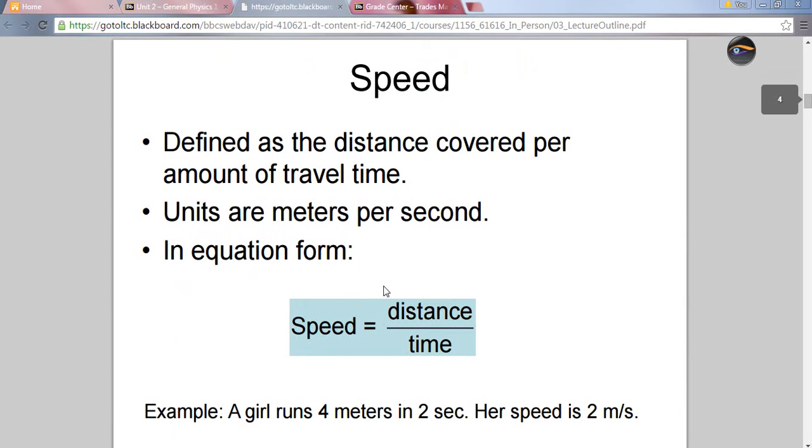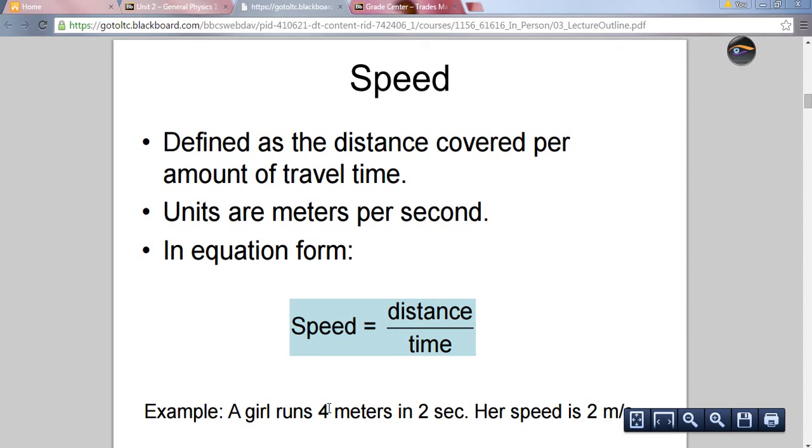So first, looking at probably the most relatable form of motion, and just looking at speed. Speed is defined as the distance covered per the amount of travel time that it takes to go over that distance. The units for speed are going to be meters per second, and the equation to actually solve for speed is the amount of distance divided by that amount of time that it takes to cover that distance.